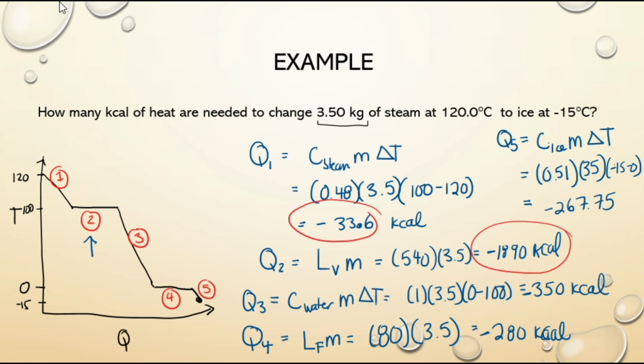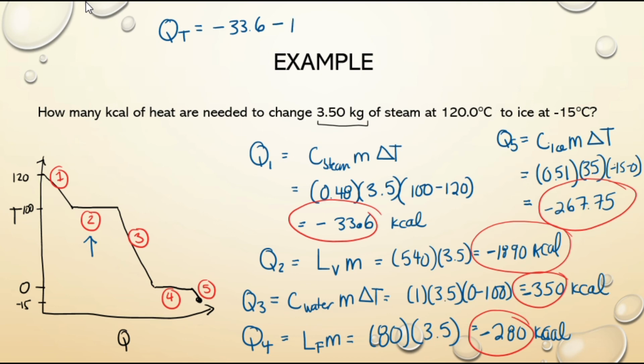So just to circle the numbers that are going to go into my total heat calculation: Q1, Q2, Q3, Q4, and Q5. So up at the top, the total heat is equal to negative 33.6 minus 1890 minus 350 minus 280. This is where you want to show me your work in case something goes south. Check that you have 5 numbers.